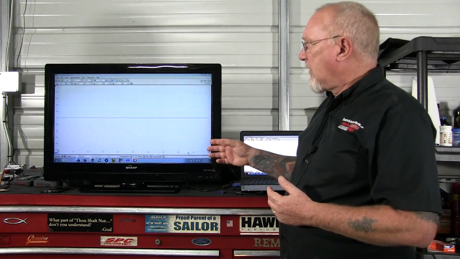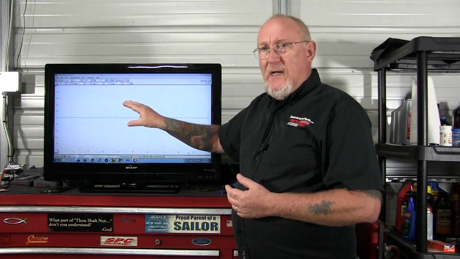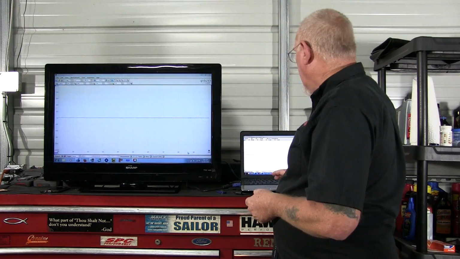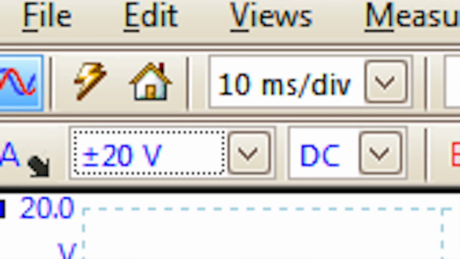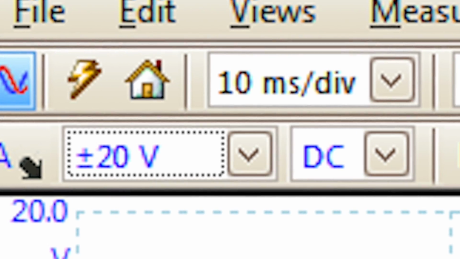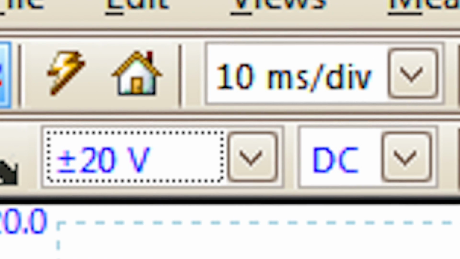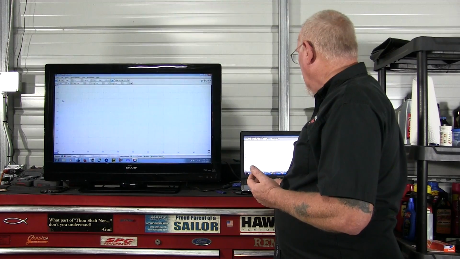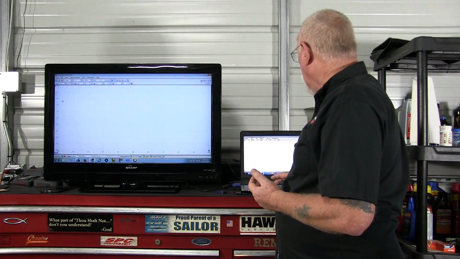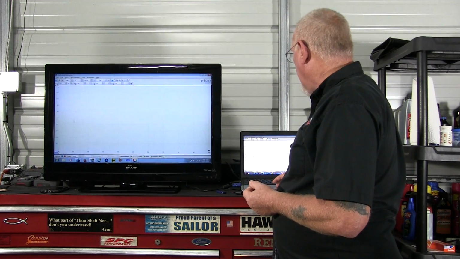So what we're going to do is select a voltage level equivalent to what we would see on a typical automobile. So I'm just going to come up to the setting, and rather than having plus or minus 100, let's go with plus or minus 20. And we'll run the scope and see what happens to our pattern.